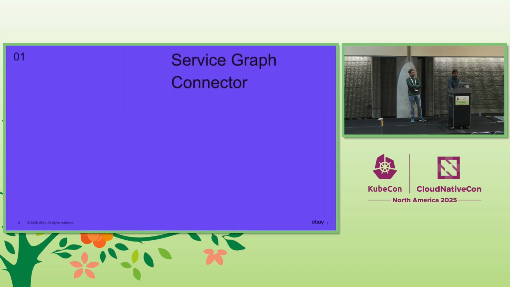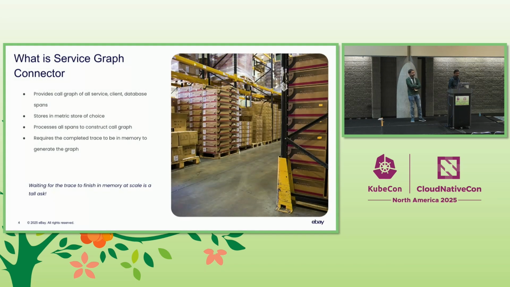Let's talk about Service Graph Connector first. So, refresher, Service Graph Connector is one of the connectors available in the OpenTelemetry Collector contrib project. And it's typically used to construct, as the name suggests, a service graph, which provides all the edges and nodes between the various microservices, databases, message queues that are involved in a distributed trace.